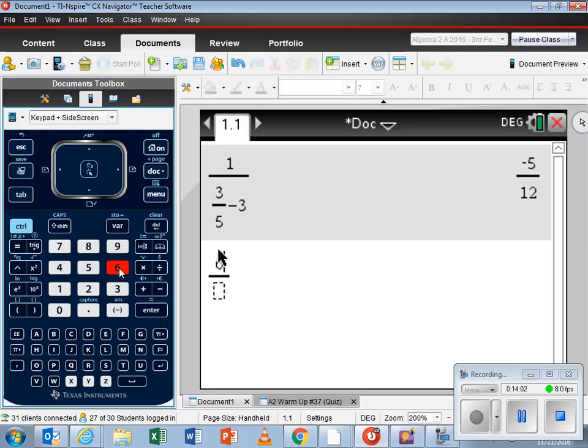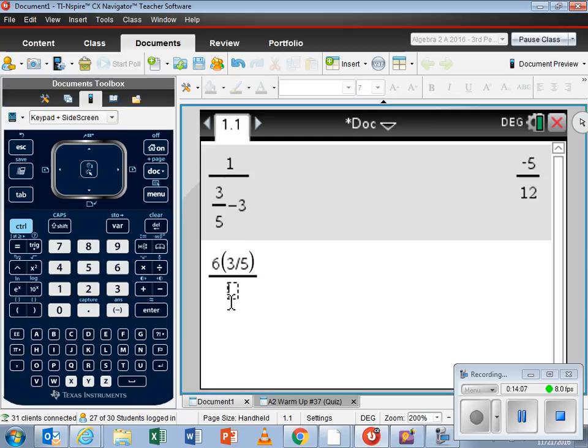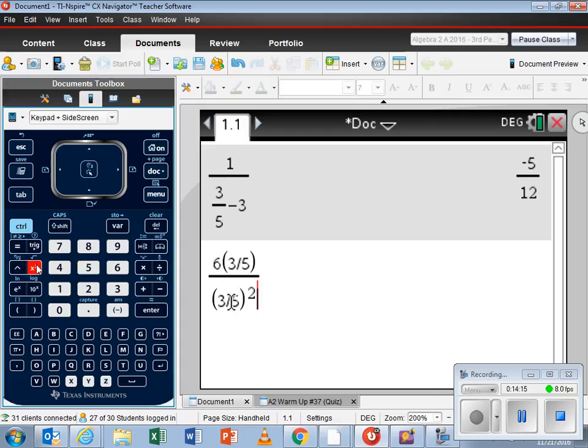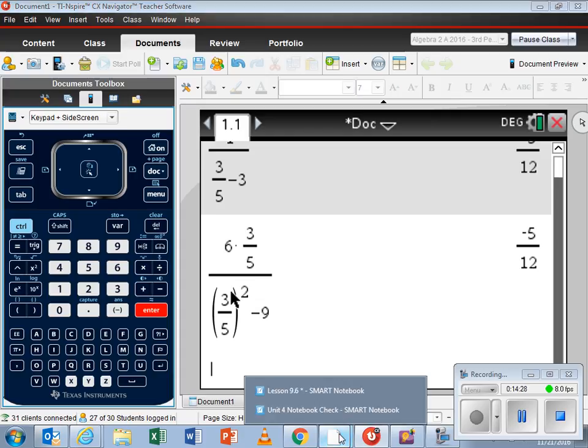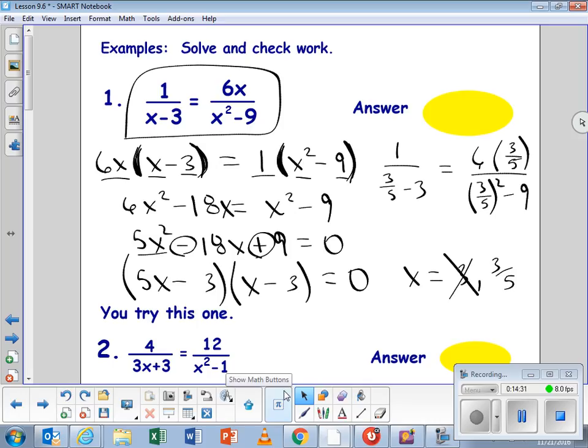So we had 6 times 3 divided by 5. On the bottom, 3 divided by 5 squared minus 9, right? What's that? It works, doesn't it? So that one worked. That's the nice thing about your calculator. You don't have to do that all by yourself if you don't want to. And we agree, the answer is 3/5. Okay? The answer is 3/5.